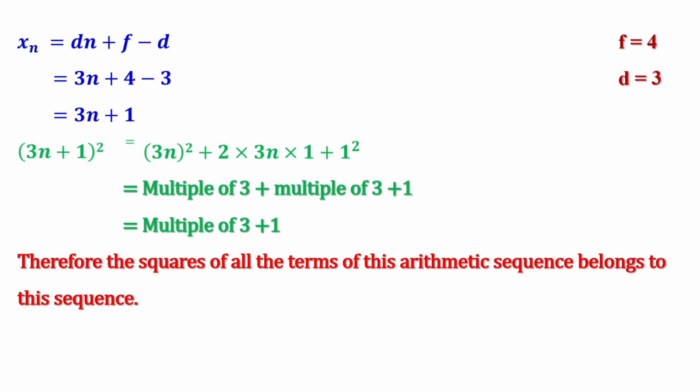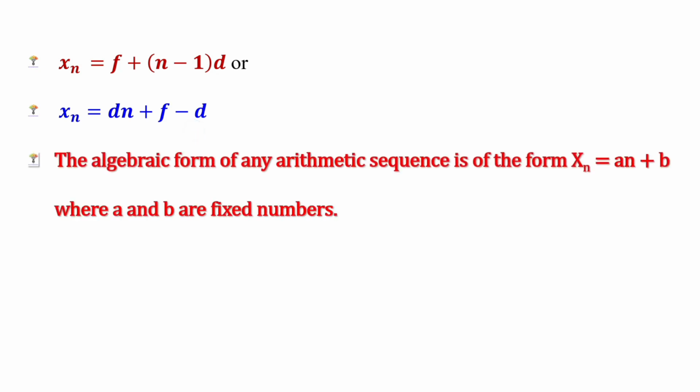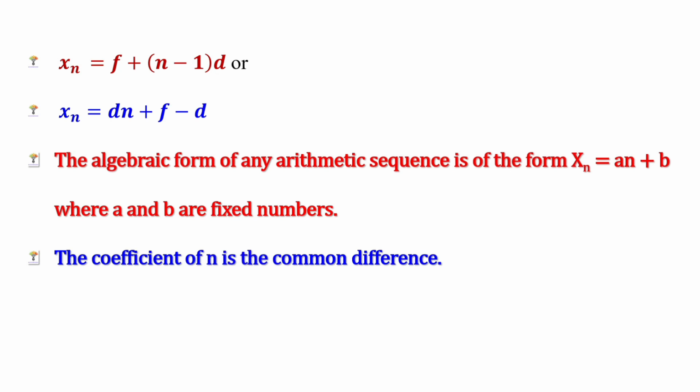Today we have discussed how to find the algebraic expression and the properties of the algebraic expression. We have seen that xn equal to f plus (n minus 1) into d, or we can use the equation xn equal to dn plus f minus d. And we have seen that the algebraic form of any arithmetic sequence is of the form xn equal to an plus b, where a and b are fixed numbers. Also we have seen that the coefficient of n is the common difference, and again we have seen that a plus b gives the first term.